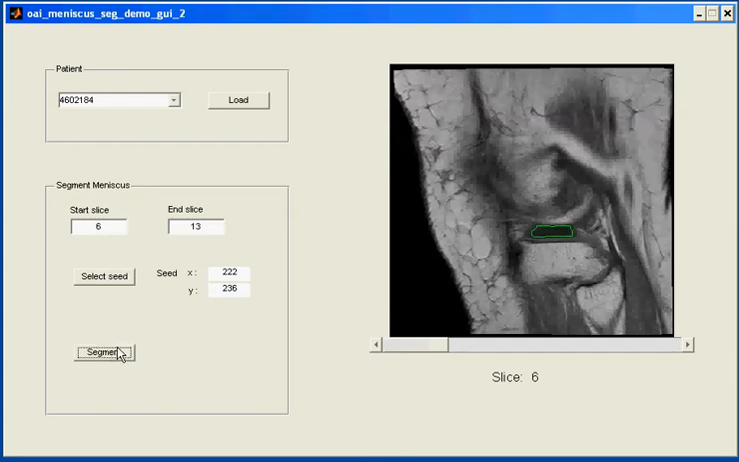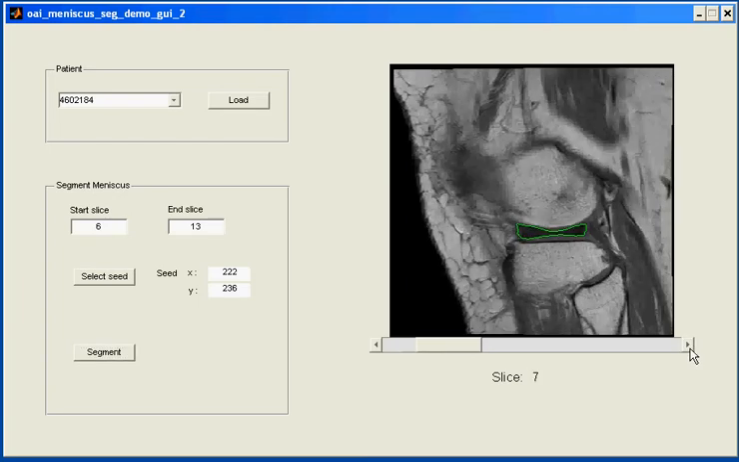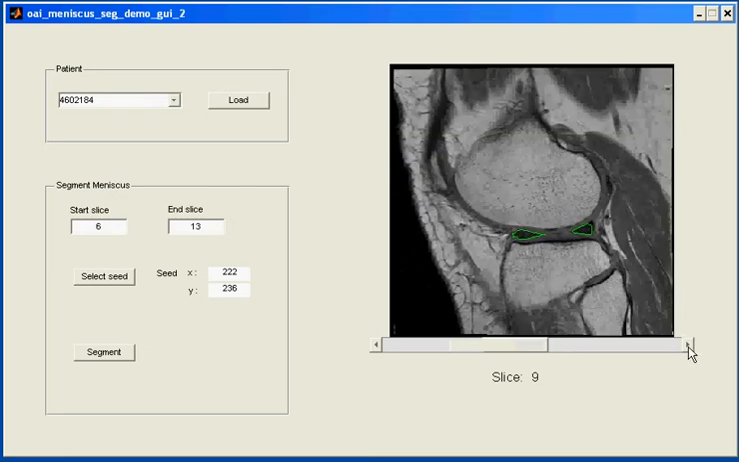So we'll segment the meniscus. The green outline are the results of the segmentations. Just as the meniscus tracks through the images, the segmentations follow.